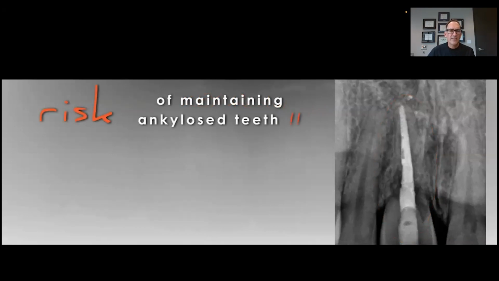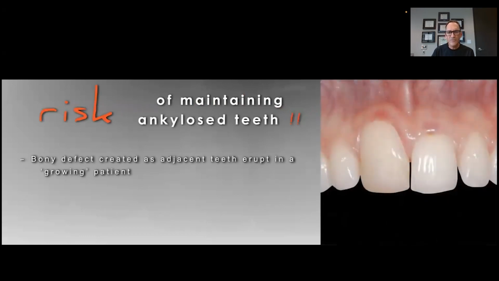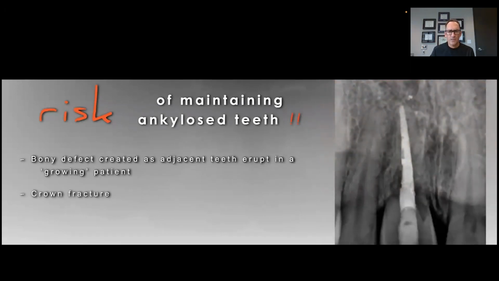What if you started thinking about keeping teeth that were ankylosed? Well, if you keep a tooth in a growing patient, everything erupts as the face grows. So you end up having the gingival margin that gets stuck in time, and it's too apical. You get this big vertical bony defect. Patients don't feel any different. They only start to experience symptoms when the resorption gets up into the attachment.